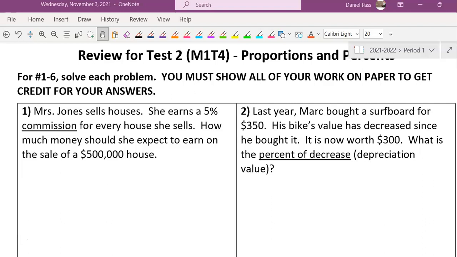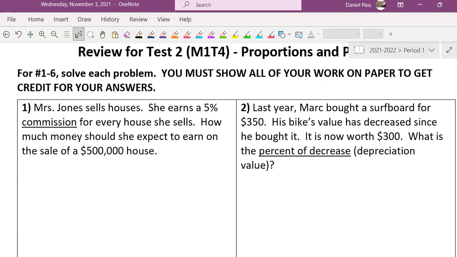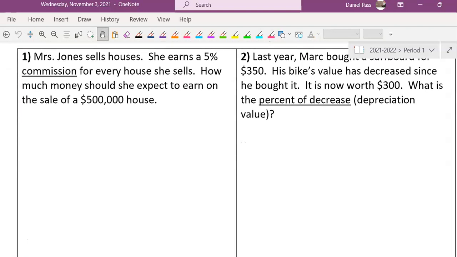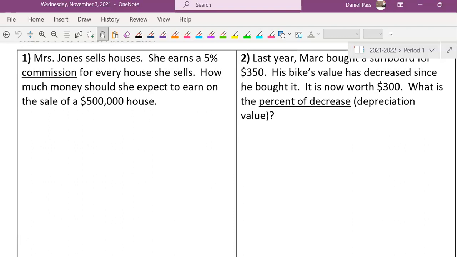I'll do it. Mrs. Jones sells houses. She earns a 5% commission for every house she sells. How much money should she expect to earn on the sale of a $500,000 house? So, what color do you want to use, Beluga? Blue. Okay. All right. So go ahead. How did you do this problem?